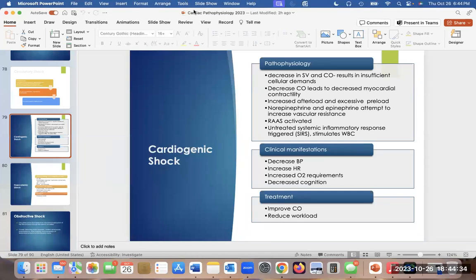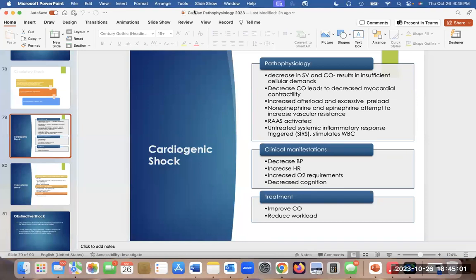Manifestations include decreased blood pressure and increased heart rate. That's because the body's not being perfused properly, so there's not enough volume circulating. So there's going to be a decrease in blood pressure, and as a compensatory mechanism, you're going to have an increased heart rate. Always have those O2 requirements, so we need to give them oxygen. And because of that lack of perfusion and oxygenation, their cognition or mental status is going to change.